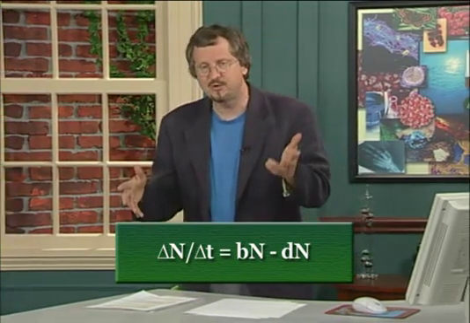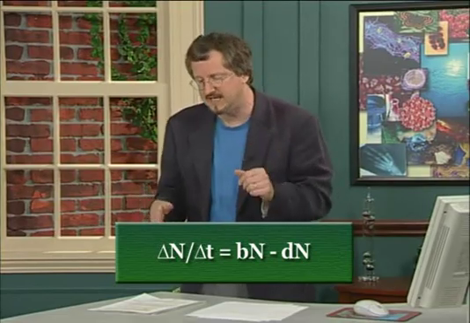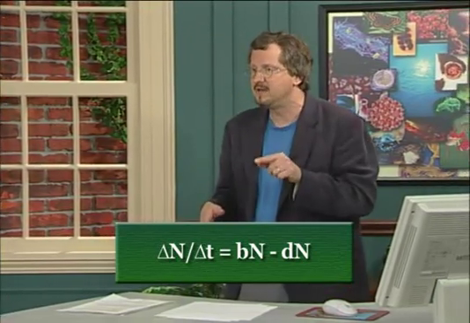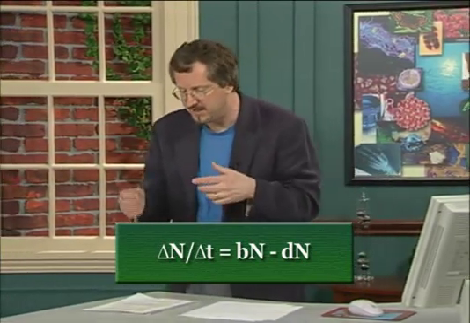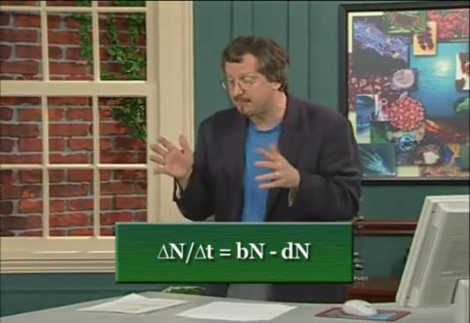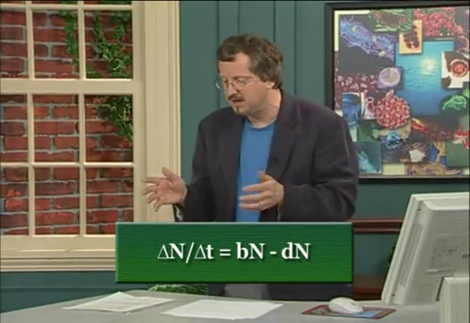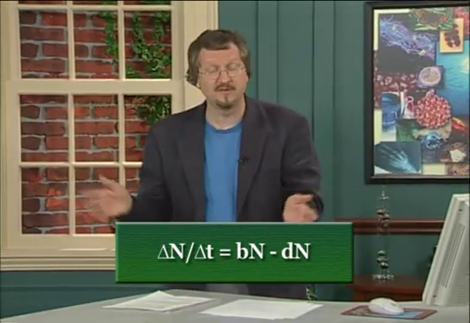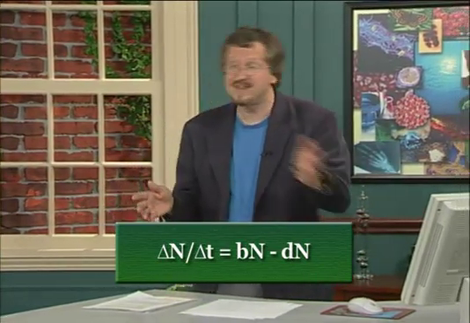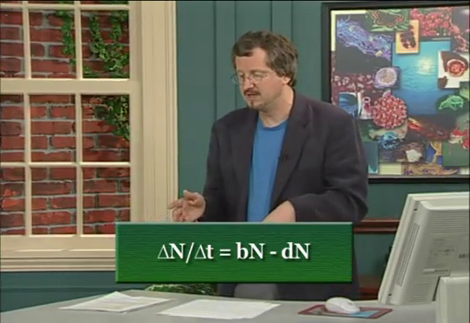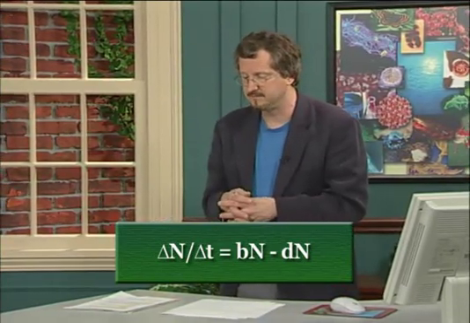So in English, this equation delta n over delta t equals small b n minus small d n really says the change in population size per unit time is equal to the birth rate of the average individual times the number of individuals in the population minus the death rate of the average individual times the number of individuals in the population.